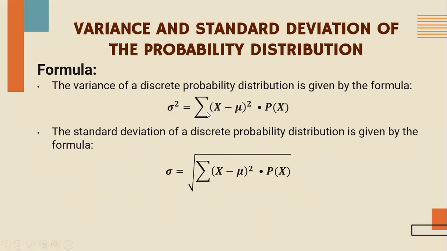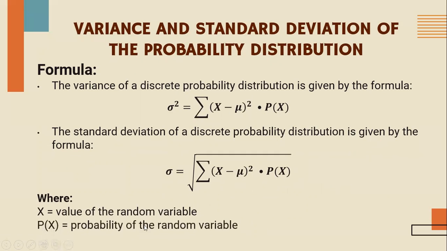So if we already solve the variance, we will just get its square root. That is now the standard deviation. So x is the value of the random variable, and p of x is the probability of the random variable, and mu is the mean of the probability distribution.